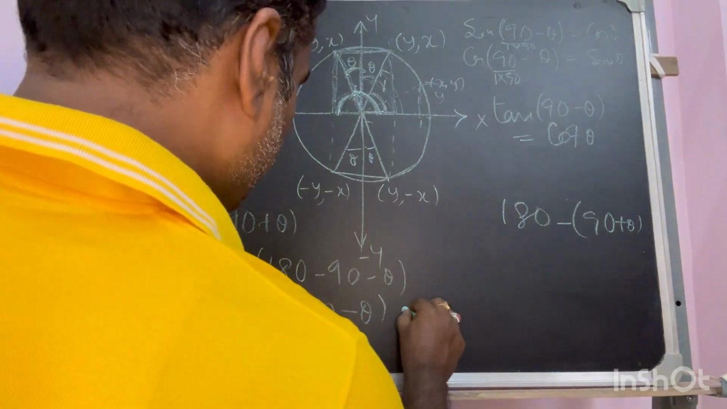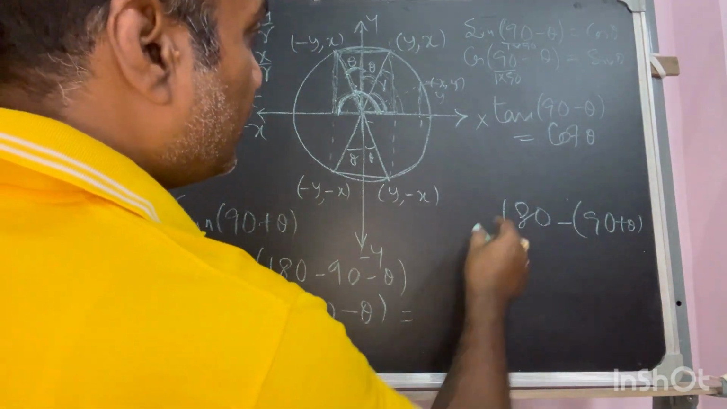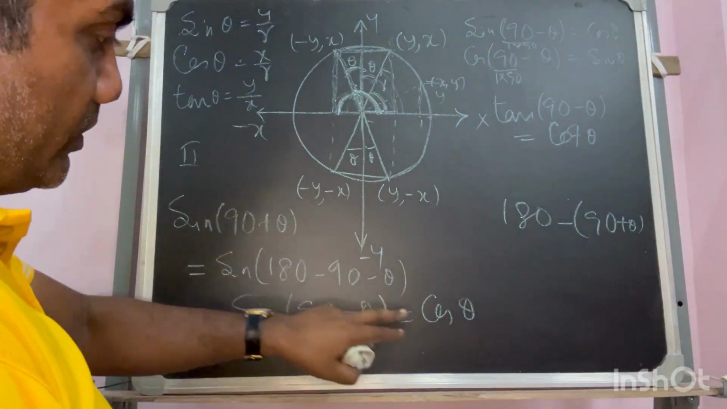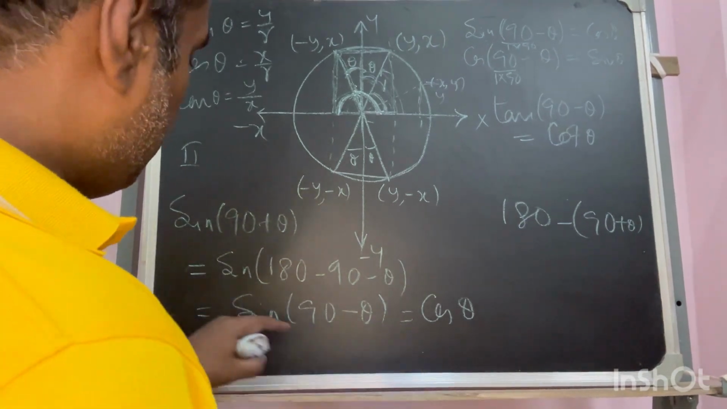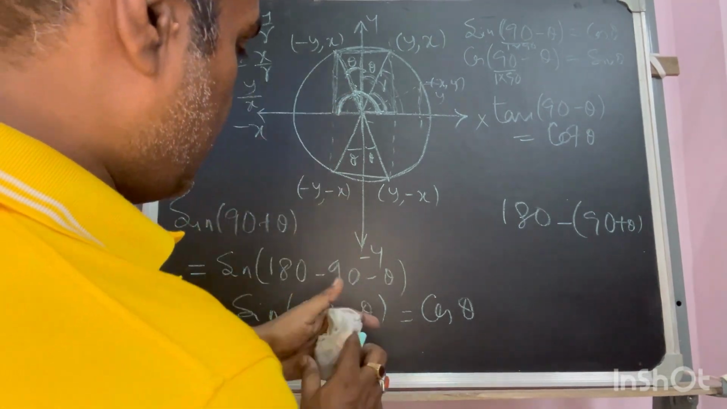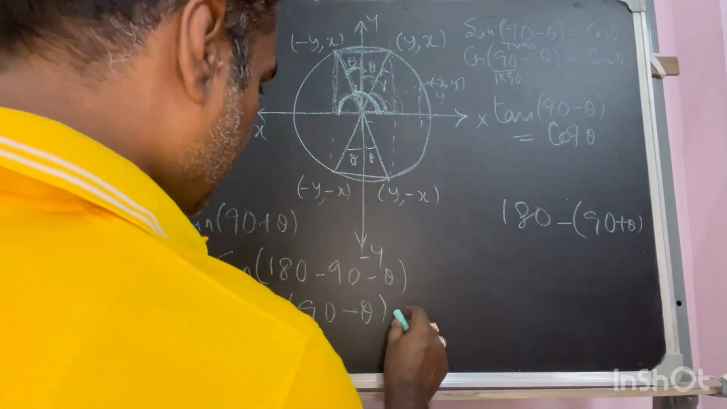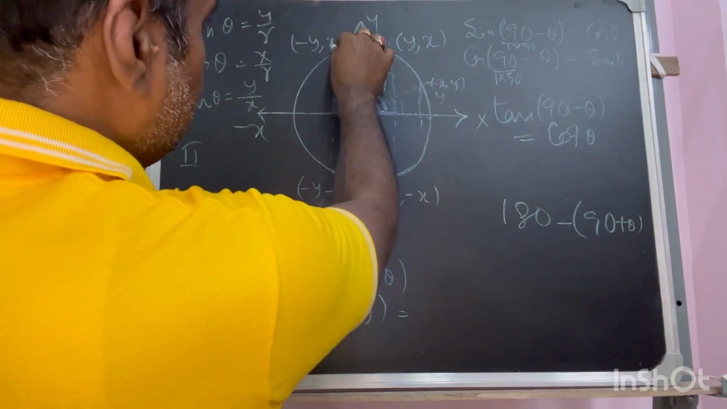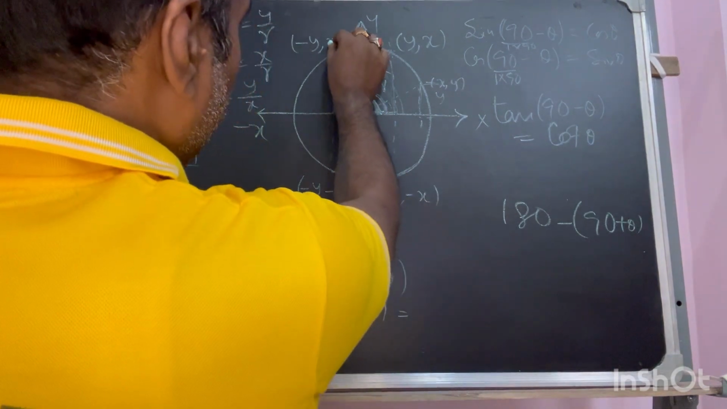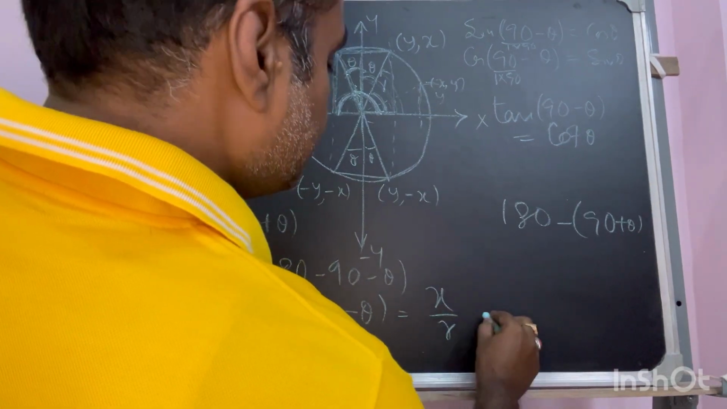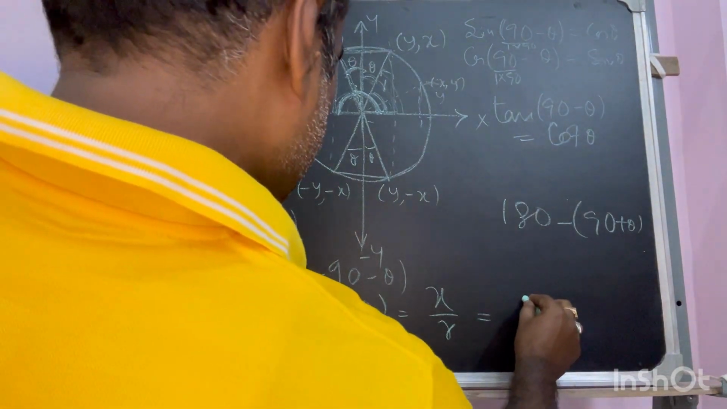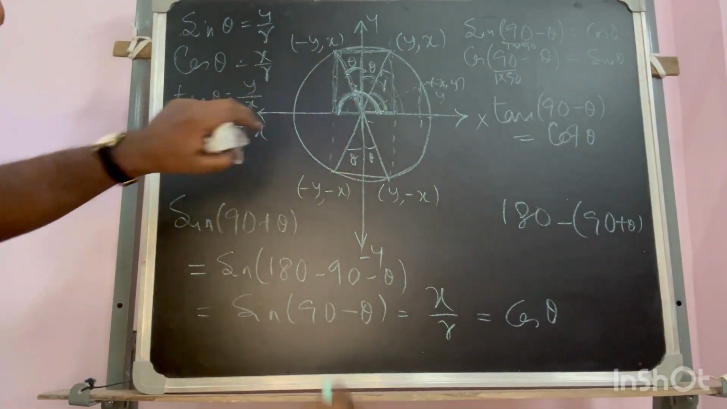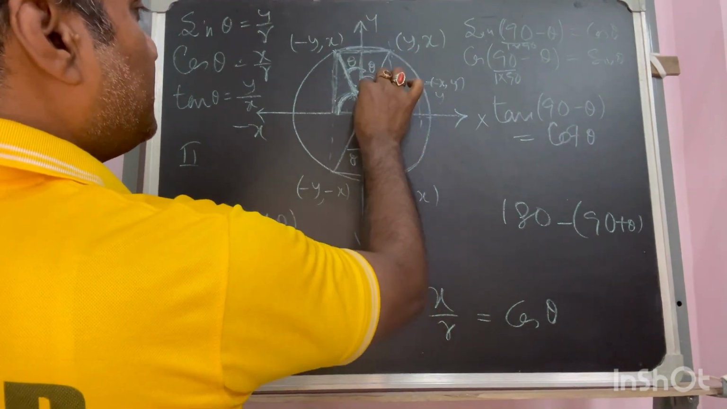So now sin 90 minus theta is equal to how much? I've already got sin 90 minus theta is equal to cos theta. So that is equal to cos theta. Let me check. Here it is x by r. The first one is x by r. X by r is equal to what? Cos theta. Okay, so sin 90 plus theta, this arm I am reaching with sin 90 plus theta.